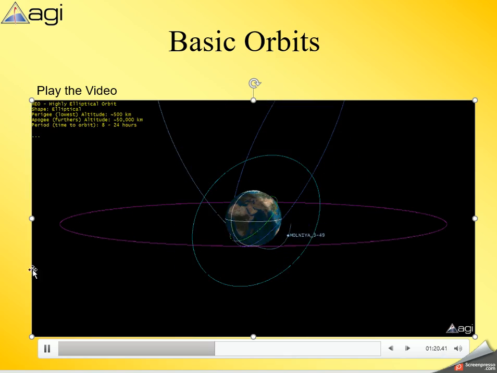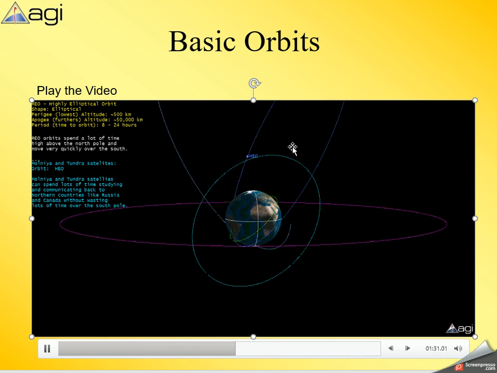Let's see, what do we have next? HEO, highly elliptical orbit. They spend a lot of time high above the North Pole, and they move very quickly to the south, so as it comes through, it goes a little bit quicker. A lot of times, because it's further north, it's more suited to places like Russia that are at higher latitudes. So different countries send satellites out on different elliptical orbits so they can do different things with them.